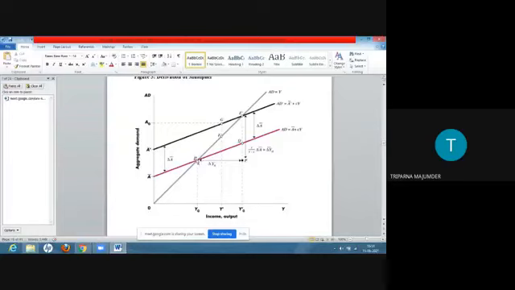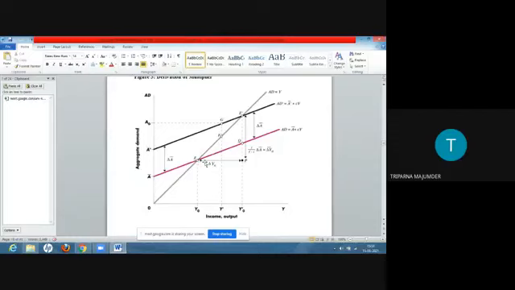Now we try to find the diagrammatic derivation of the multiplier. Suppose we begin with income level Y0. Equilibrium is this much. My autonomous investment increases from A bar to A dash bar. That is, the marginal propensity to consume does not change, just the aggregate demand curve shifts vertically upward by the amount of the change in autonomous expenditure. When this happens, there's a parallel shift.